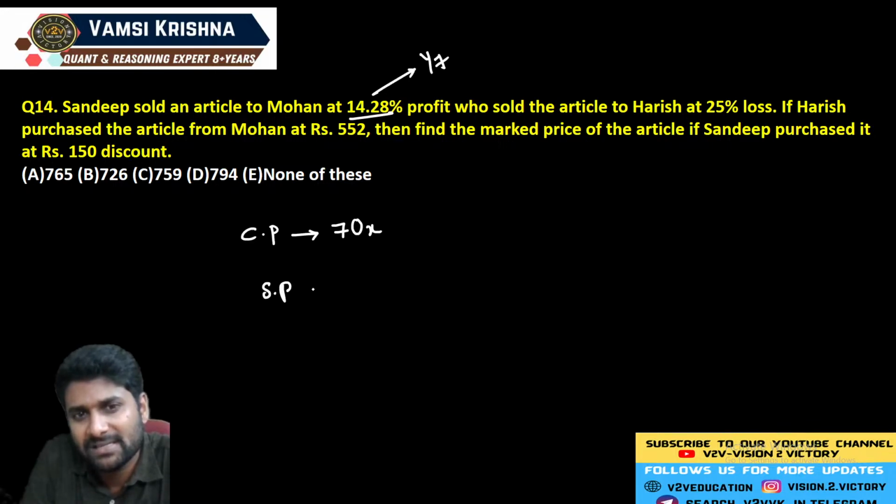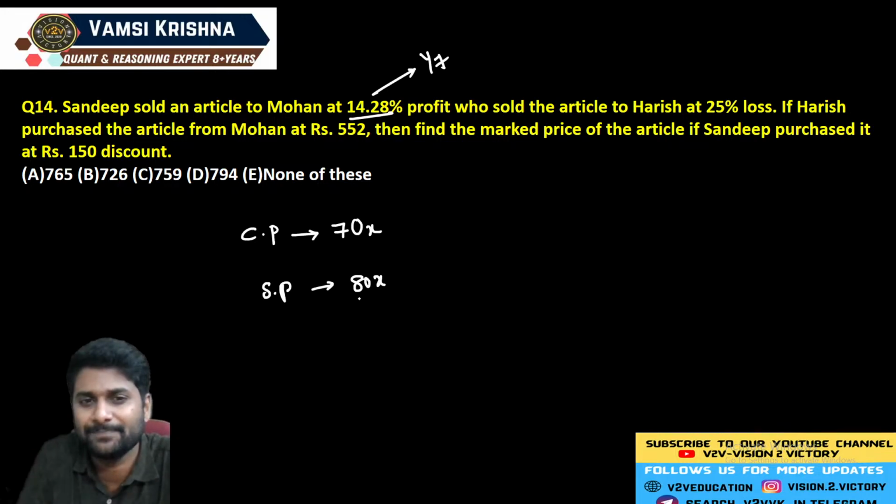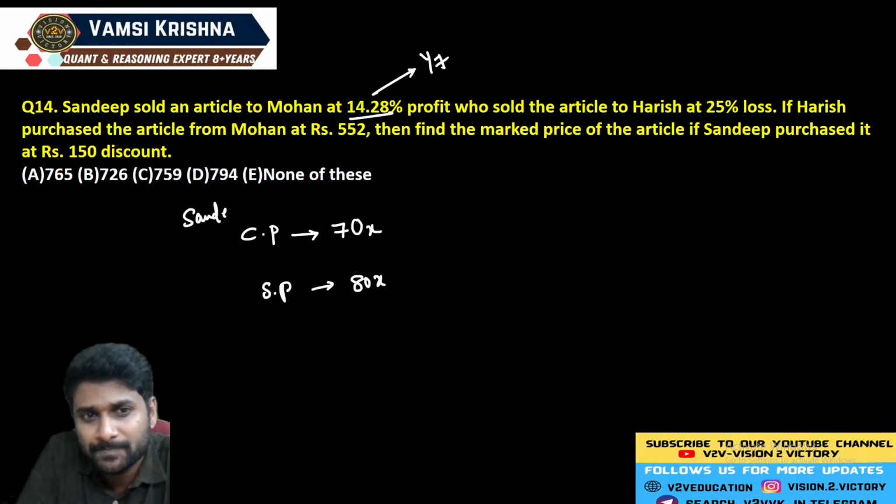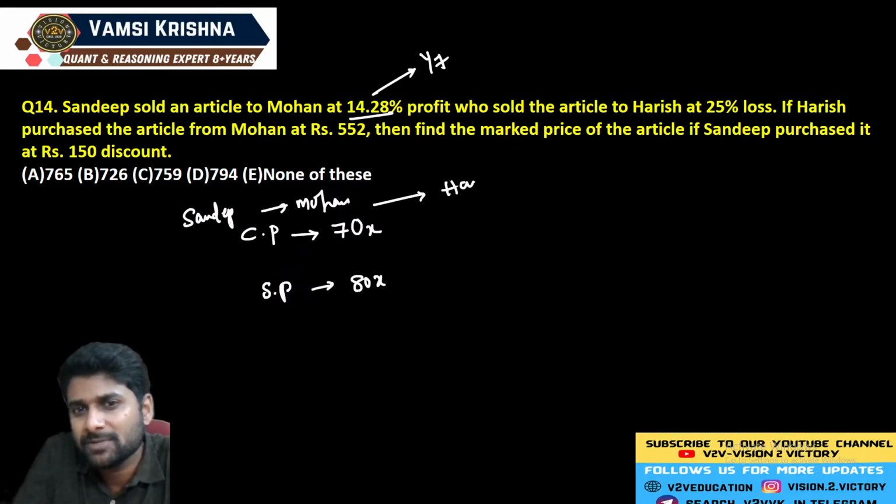What about the selling price? I sell it for 14.28% profit, so now I am selling it for 80x. Now again, Sandeep sold it to Mohan, first Sandeep to Mohan. Next one. Now Mohan sold the article to Harish at a loss of 25%.